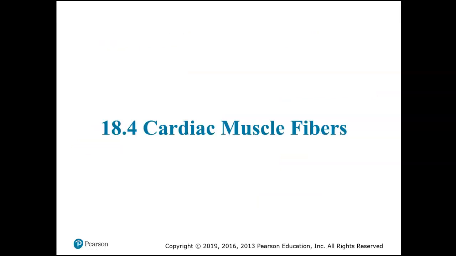We're going to go on into section 18.4 next, cardiac muscle fibers.